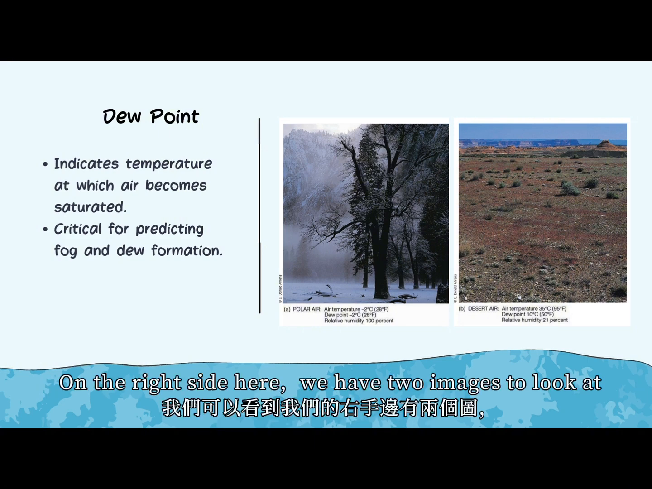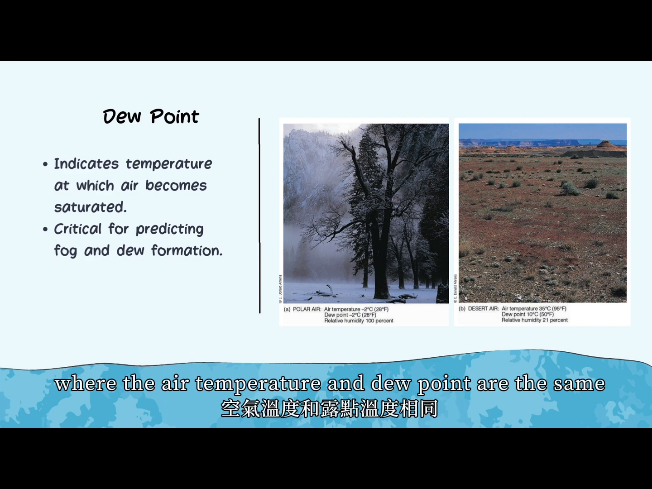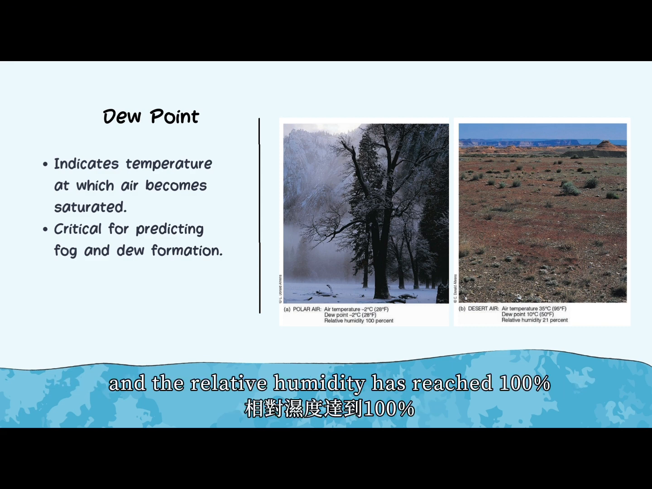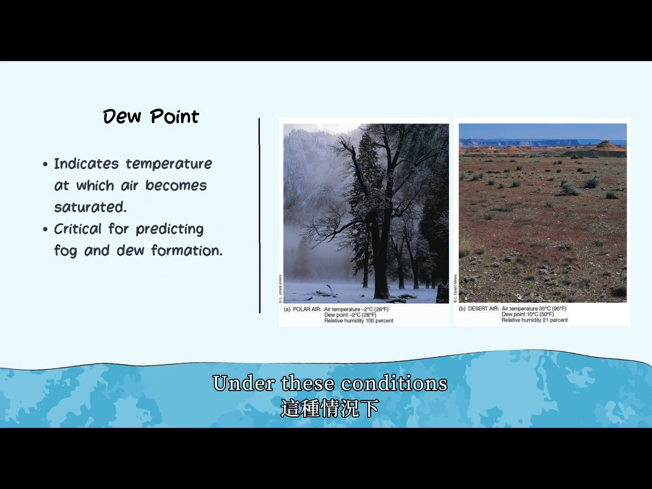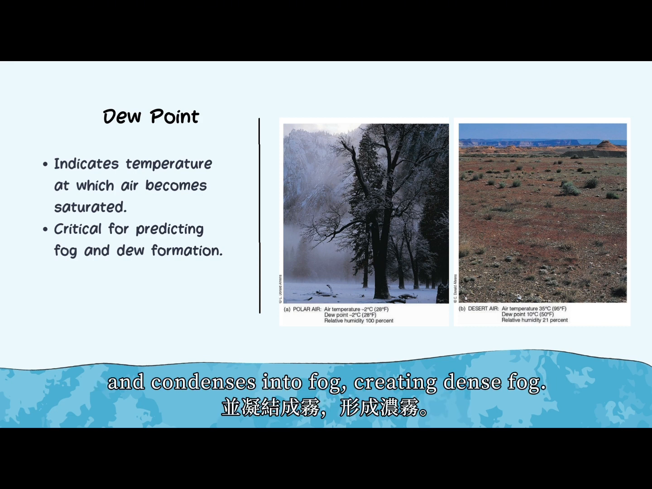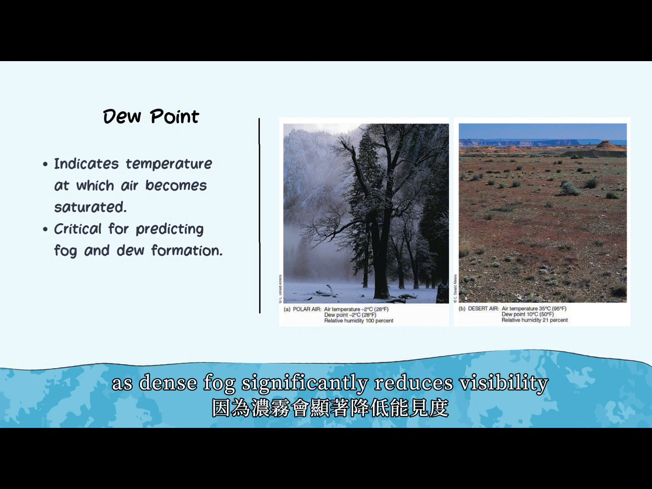On the right side here, we have two images to look at. In image A, we see polar air where the air temperature and dew point are the same, both at -2 degrees Celsius, and the relative humidity has reached 100%. Under these conditions, on a chilly morning, water vapor in the air easily reaches saturation and condenses into fog, creating dense fog. This is crucial for morning traffic safety as dense fog significantly reduces visibility.